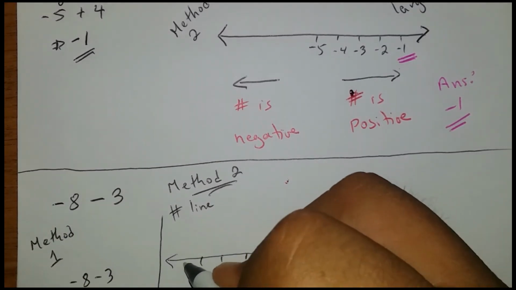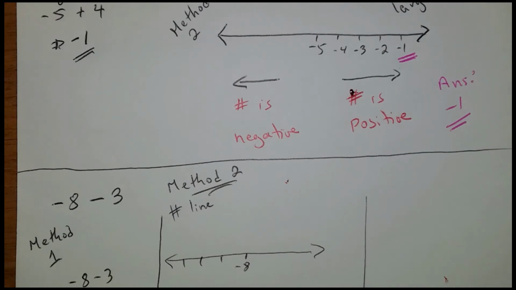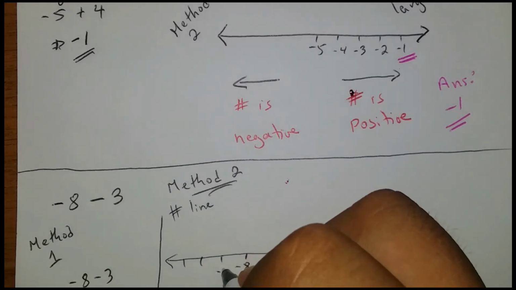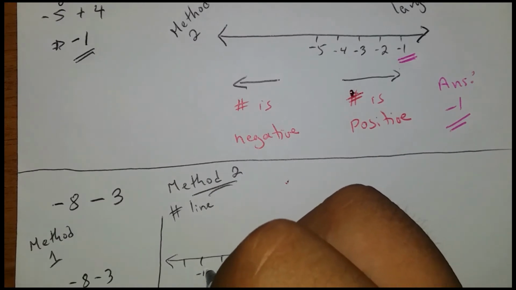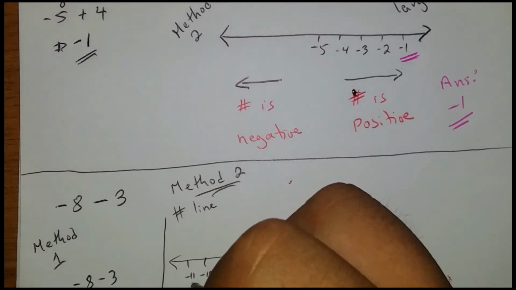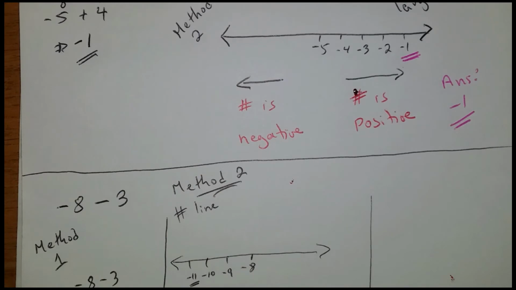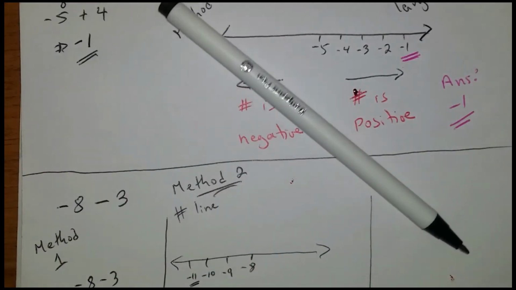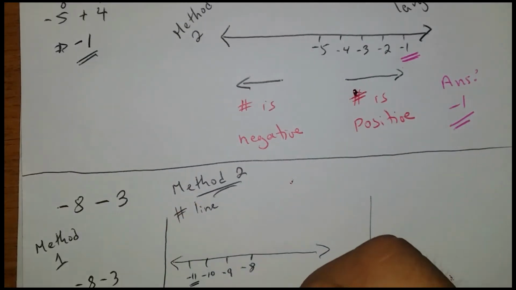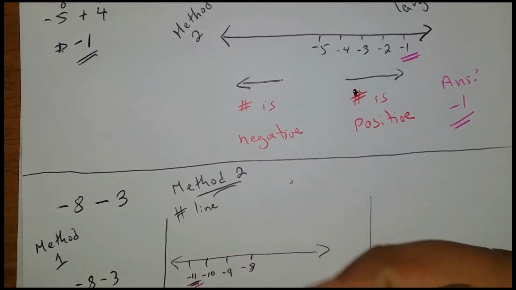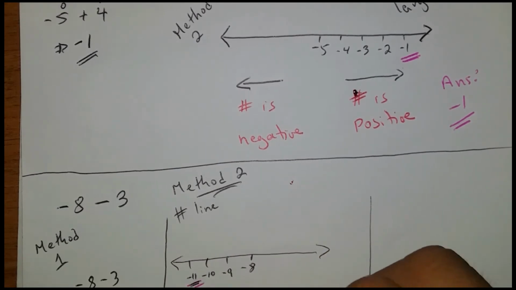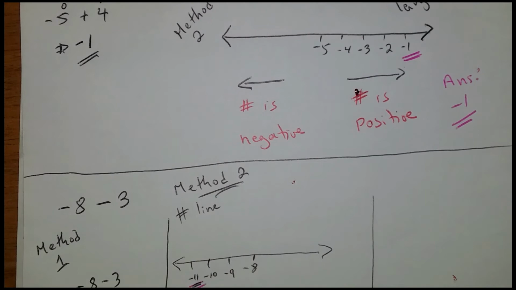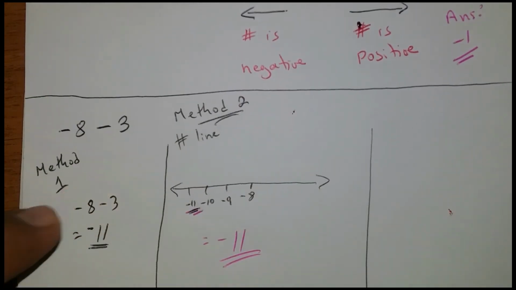1, 2, 3. So we have 3. In that direction, we know that it is going to be bigger numbers that we have on the number line. So that's going to be negative 9, negative 10, negative 11. And you can see now that we have negative 11 as our answer. All right, so that is method 2.